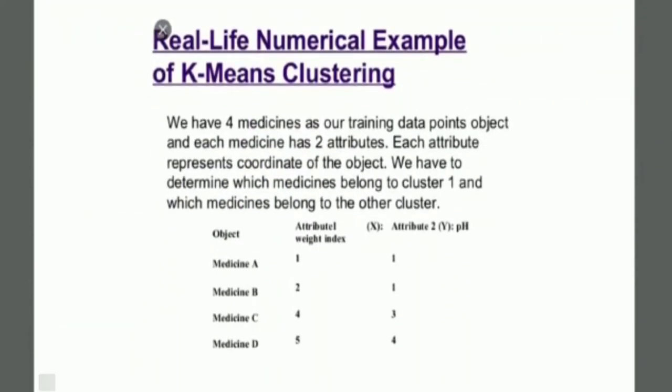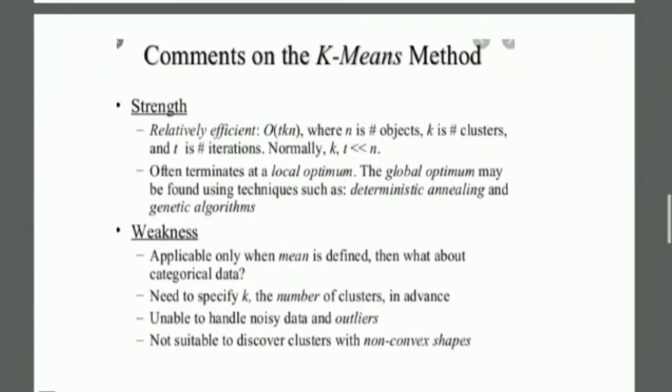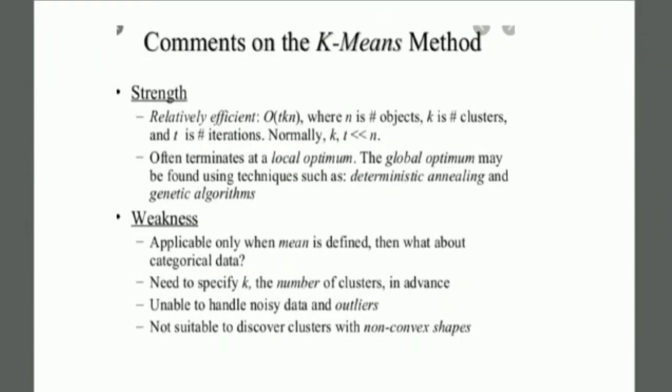A real life numerical example. Just take an example of 4 medicines as a training data point. Each of the medicines has 2 attributes. For example, given below. Comment on the K-means method. Strength: relative efficiency, where k is less than n.